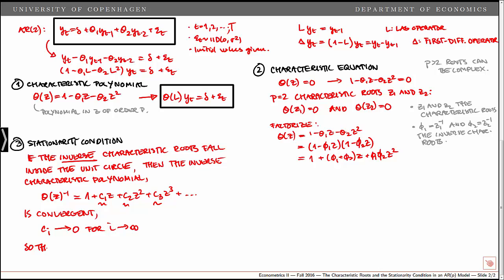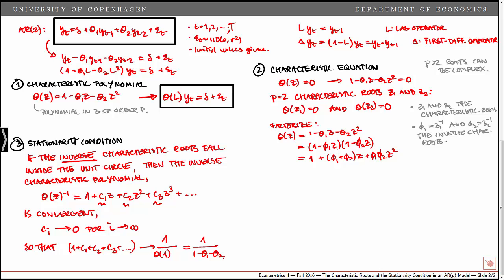That implies that if we look at the sum 1 plus c_1 plus c_2 plus c_3 plus, this is an infinite sum, this converges to 1 divided by the characteristic polynomial evaluated in 1. And we look at the characteristic polynomial up here, and we insert z equal to 1, so that just gives us 1 minus theta_1 minus theta_2. So this is the stationarity condition.